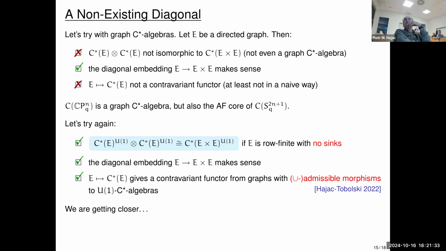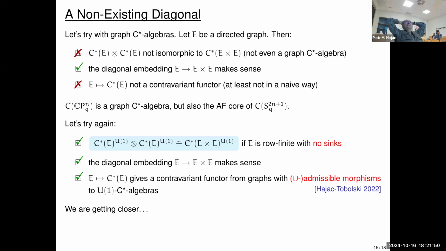If you take this Cartesian product of graphs, so take the Cartesian product of edges and the Cartesian product of vertices, and then you just take the Cartesian product of the source and target maps, right? Yeah. And this way it's again a directed graph.